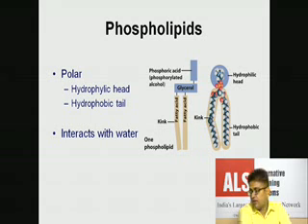Volutin granules are also a type of granules. They are found in some bacteria. Whenever a bacteria has to store some mineral, they store these granules.